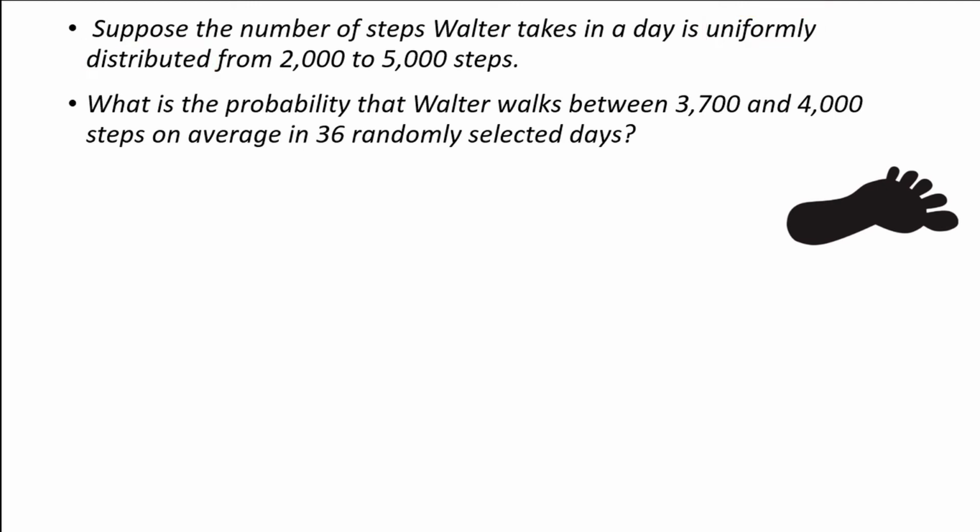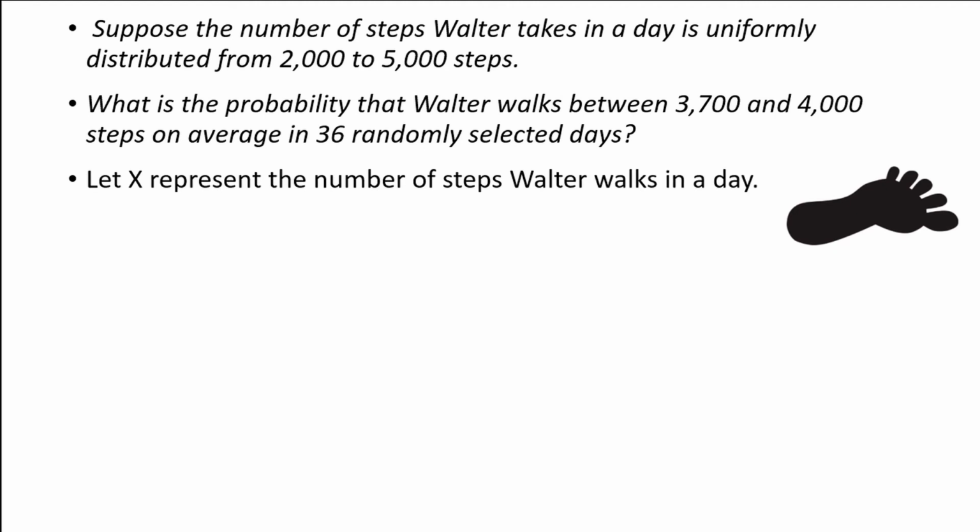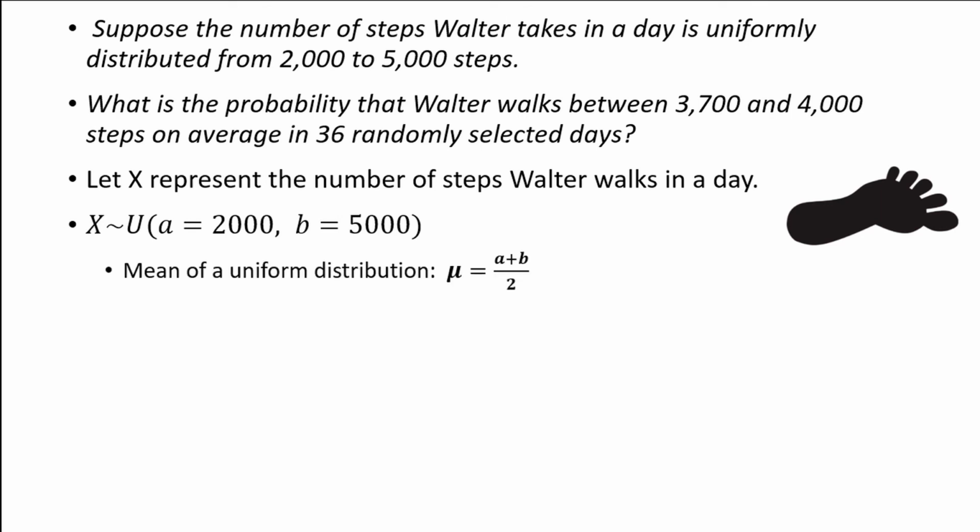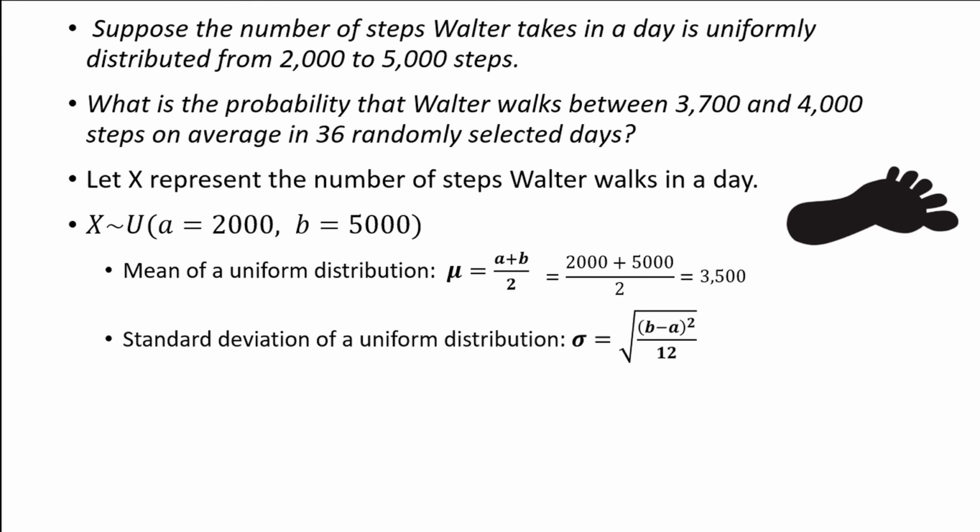If you are familiar with the uniform distribution, you know that there are simple formulas for the mean and standard deviation. You can check out my video on the uniform distribution for a more complete explanation. If we let x represent the number of steps Walter takes in a day, then x follows a uniform distribution from 2,000 to 5,000. The mean is a plus b divided by 2, which is 2,000 plus 5,000 divided by 2, or 3,500. And the standard deviation is the square root of b minus a squared divided by 12, which becomes the square root of 5,000 minus 2,000 squared divided by 12, which simplifies to about 866.03.